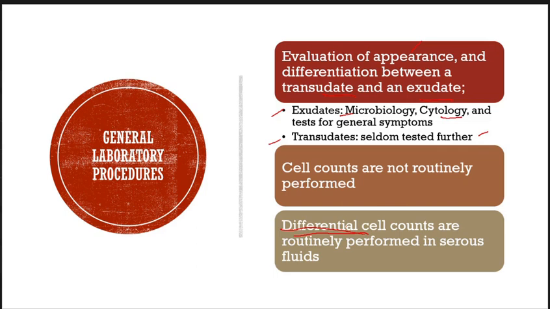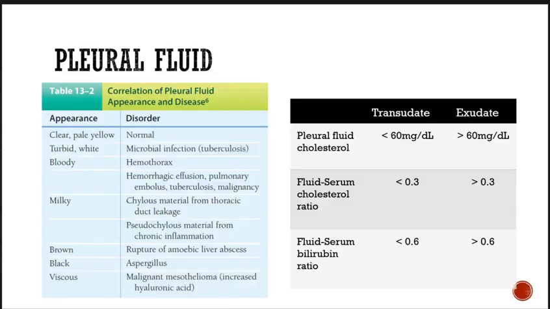Okay, so moving on with pleural fluid. Let's move on with the first type of serous fluid, the pleural fluid. Your pleural fluid, of course, is obtained from the pleural cavity in between the visceral and the parietal membranes. First off, we have to differentiate if it is a transudate or an exudate.